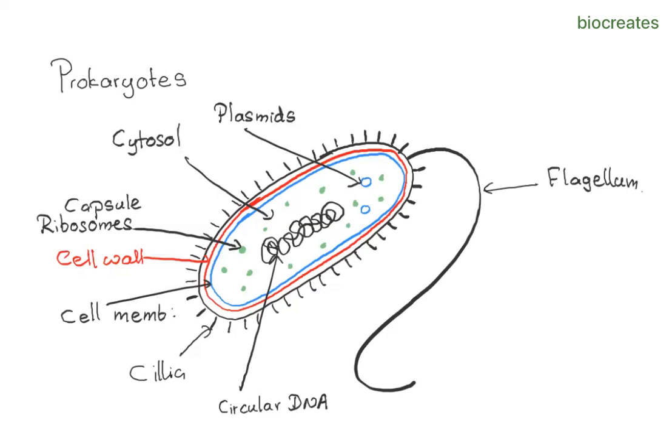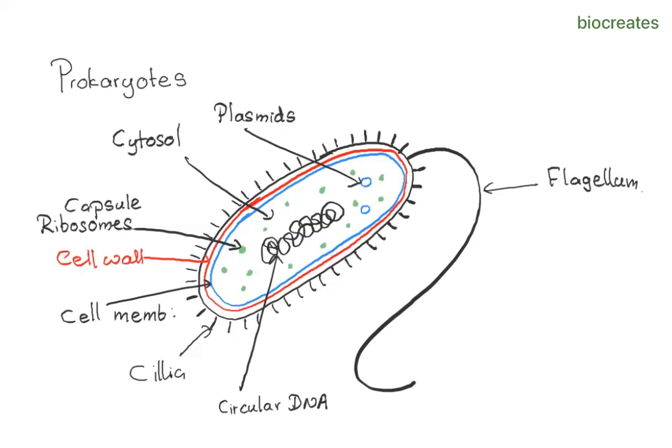Flagella are longer and cilia are shorter. If flagella are present, we can see only a few of them, one, two, or three. But if cilia or pili are present, we can see a large number of them. Both these structures are involved in locomotion. They help these cells to move from one place to another. Right, so this is the structure of a prokaryotic cell.